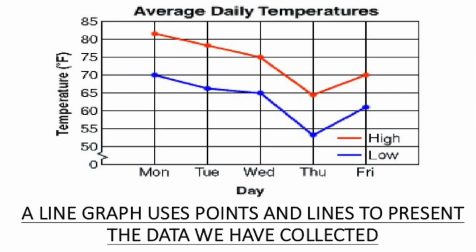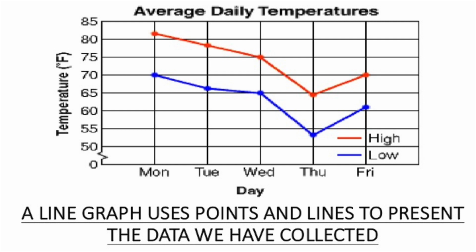A line graph uses points and lines to present the data we have collected. Yes, like you can see here, the bottom is the days, and then the temperature is up on the side. So, on Monday, guys, how hot was it? Here is 80. Nearly, it's getting about 81, 82, yes, 81 or 82. And what was the coldest temperature on Monday? 70. Red is hottest, blue is coldest.